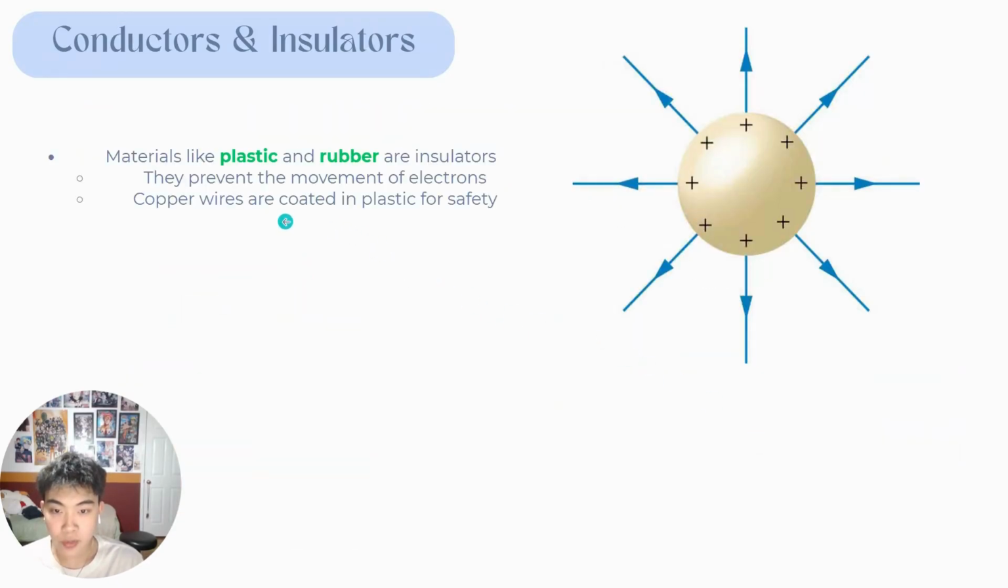Materials like plastic and rubber are insulators. They prevent the movement of electrons. Copper wires are coated in plastic for safety.